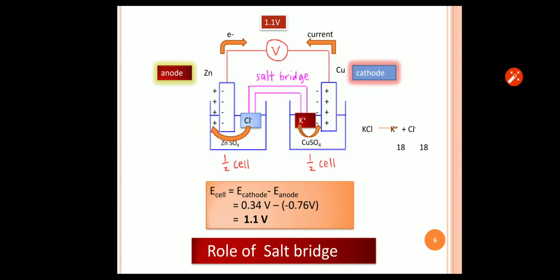Now, I hope you understood the role of the salt bridge. What is the role of the salt bridge? It will overcome the electrical neutrality or the liquid junction potential.